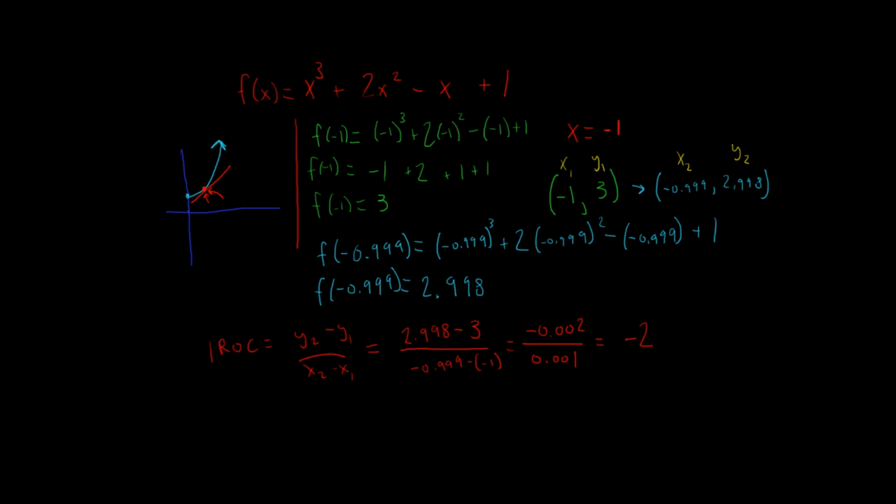So we can finish it off once and for all with a therefore statement. Therefore, the instantaneous rate of change, or IROC for short, of the function f of x at the exact point when x is negative 1 is negative 2. It would be whatever units you have, but since we don't have any units for this one, we're just going to leave it as negative 2.